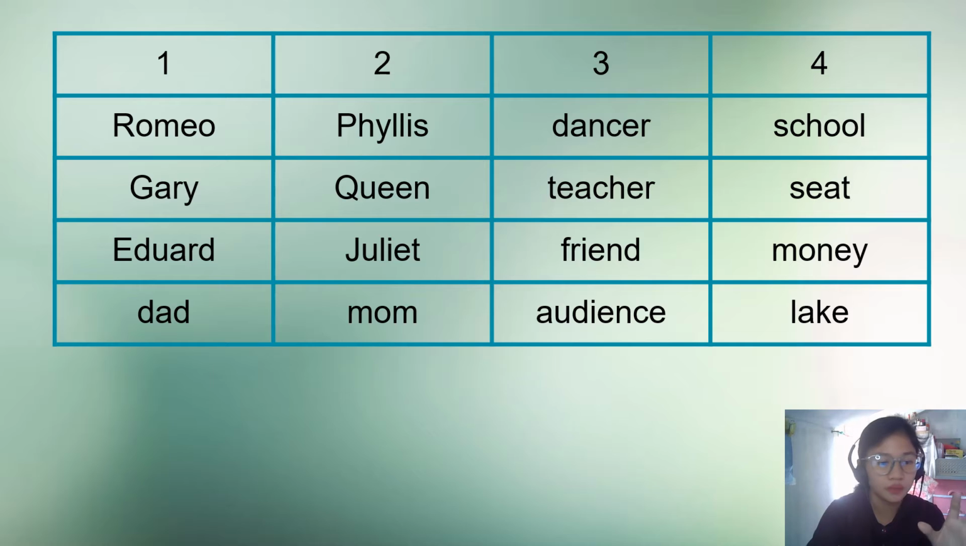Okay, number 2. What do you notice about the names in number 2? We have Phyllis, Queen, Juliet, and Mom. What do you notice about the names listed under number 2? Just write your answer in your notebook. And later, you have to pass it as classwork. Okay? Number 3.